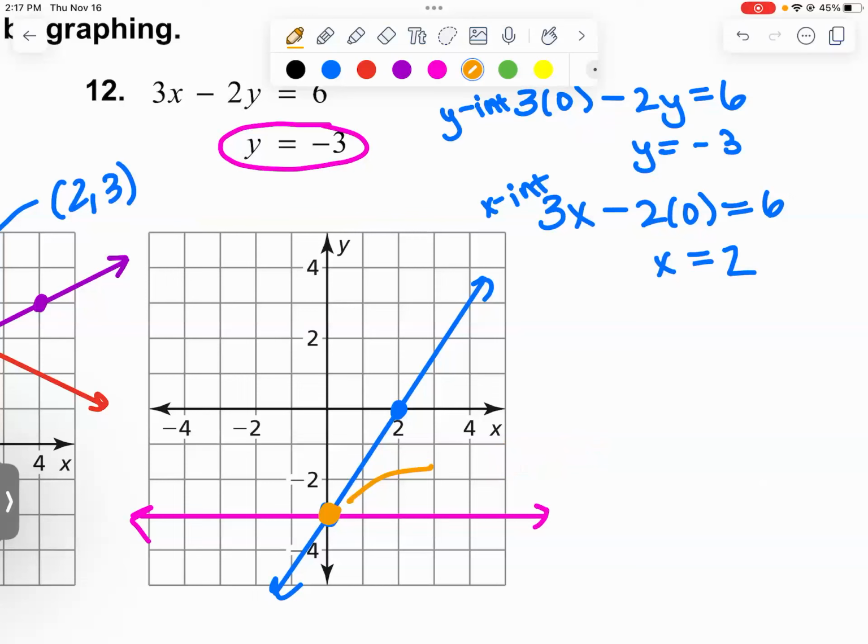Because this point right here from the origin, I didn't have to move right or left. I just went down. So this coordinate right here where they intersect is 0, -3.